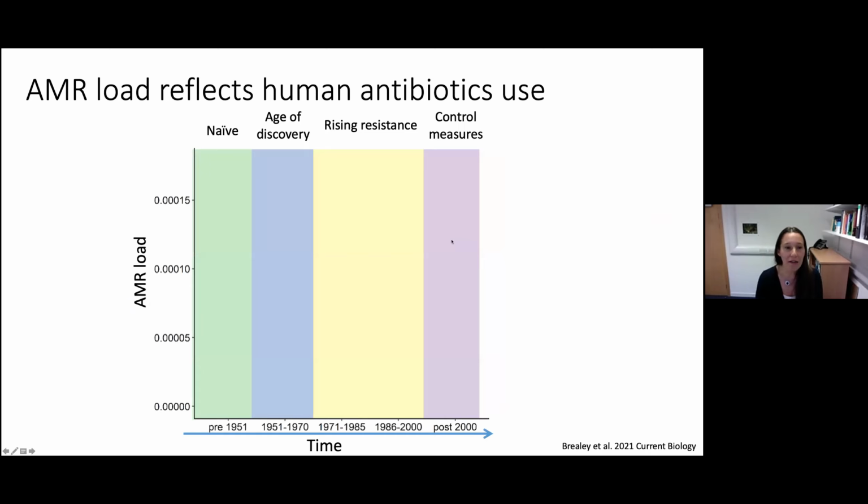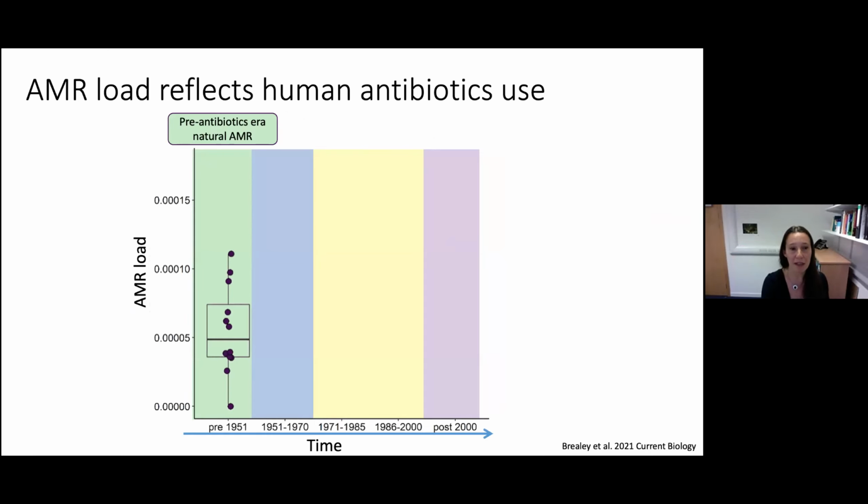So this graph here will show you the levels of antimicrobial resistance in bear specimens going through time. And we will start with a naive time period. Each dot here is one bear specimen from which we collected dental calculus and quantified the proportion of resistance genes in this dental calculus with respect to all genes belonging to oral bacteria. And as we expected, we do detect antimicrobial resistance. Again, it is a natural feature of the environment, so it should be there.